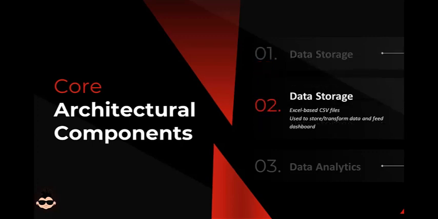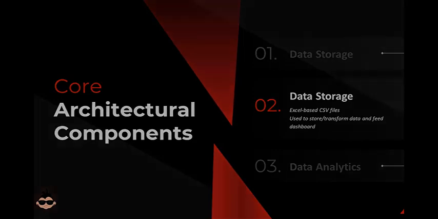The second tier, data storage, is where the CSV files produced by the data ingestion tier are stored and manipulated. In this case, Excel-based CSV files are used to store and transform data. In real-world use cases, this tier may also include additional data storage solutions, such as databases or data warehouses, depending on the size and complexity of the data being processed.